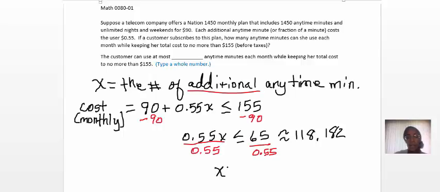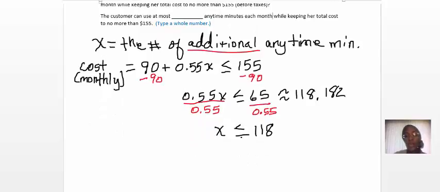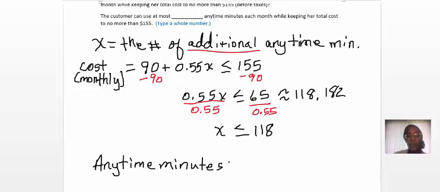So that means x needs to be less than or equal to, since I want a whole number, 118. So if I went to 119, that would take my cost above $155. Now I have to keep in mind that this is the number of additional minutes. So the anytime minutes needs to be less than or equal to that 1,450 that's included with the $90 plus the 118 additional minutes.